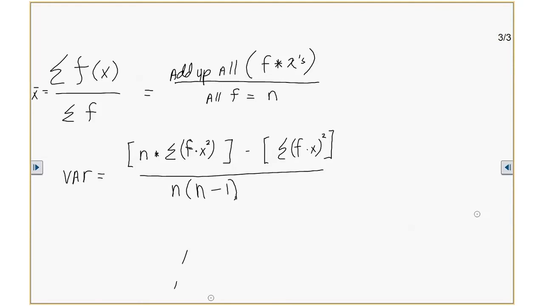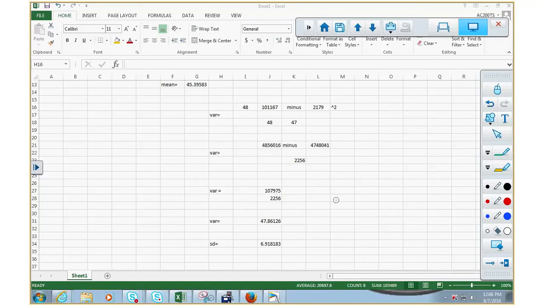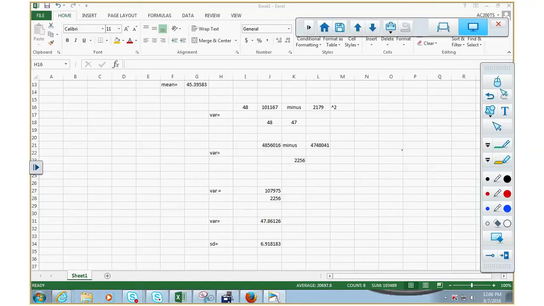Hold on. Hold on. I'm trying. There we go. So if you look, let me get my handy dandy cursor back where it was.